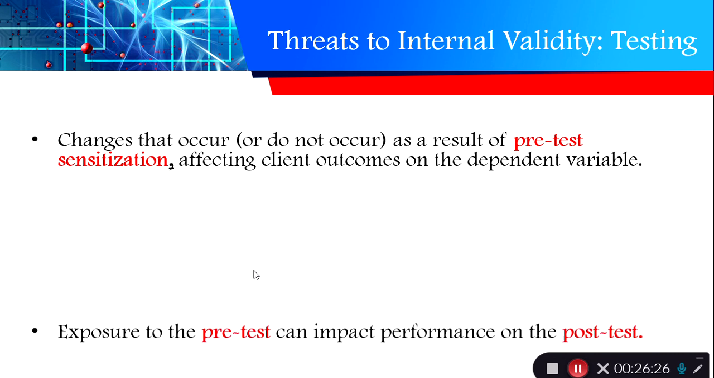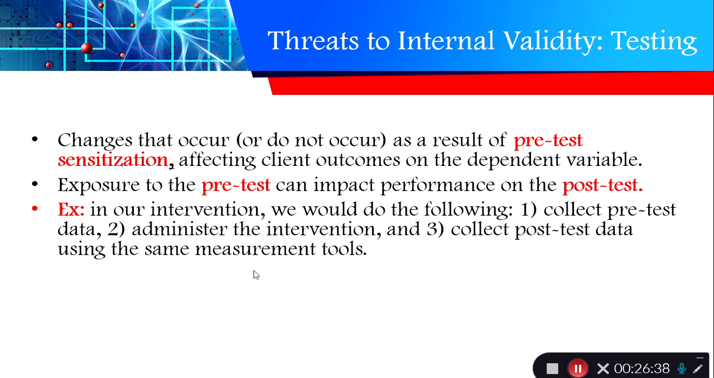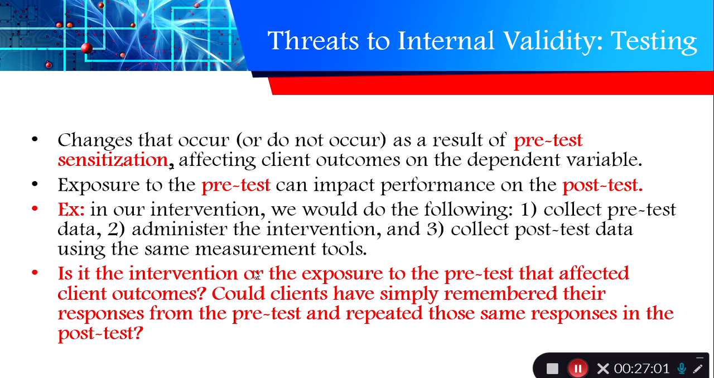Then we have the threat of testing. Okay, so these are changes that occur or do not occur as a result of pre-test sensitization affecting client outcomes on the dependent variable. So this is exposure to the pre-test. This idea of the threat of testing has to do with exposure to the pre-test and how that can impact performance on the post-test. So let's just say in our intervention, we do the following. We collect pre-test data, we administer the intervention, and then we collect post-test data using the same measurement tools. So the question becomes, is it the intervention or is it exposure to the pre-test that affected client outcomes?